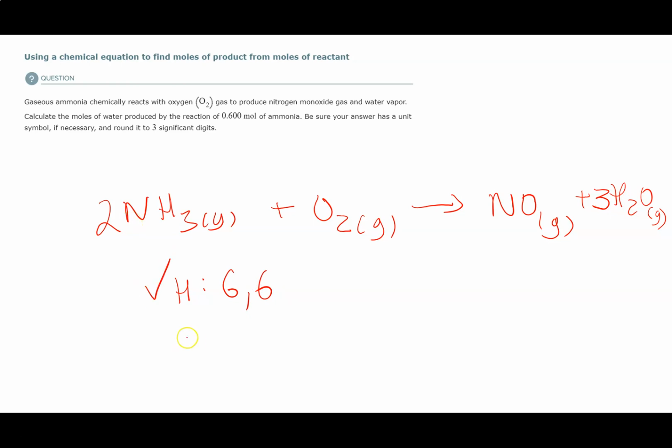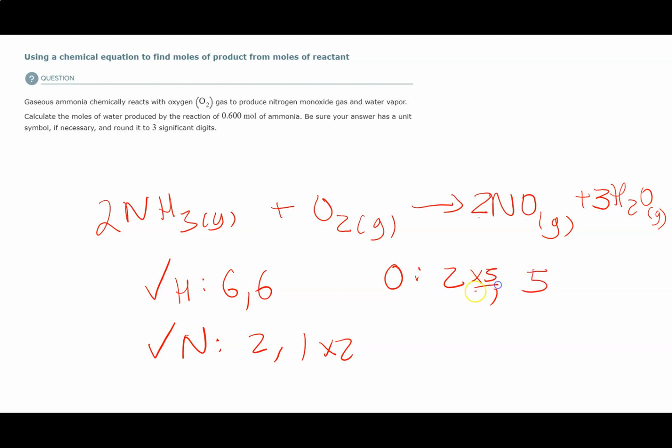But the difficulty is my nitrogens don't balance. On the left I've got 2, and on the right I've got 1. So I'm going to need a 2 there, aren't I? And then now nitrogens balance. So what about oxygens? Well, on the left I've got 2, and on the right I've got 2, and then another 3, I've got 5.